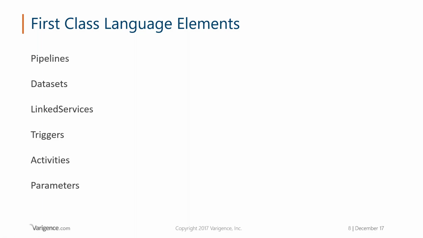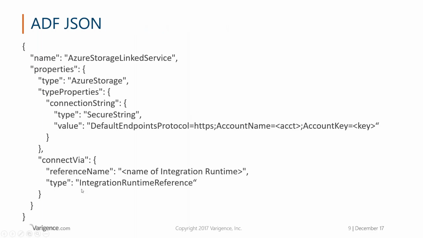So here's some ADF JSON for V2. I chose a linked service here because, aside from the connect via, this should look exactly like what your V1 code would look like. So here we have in our ADF code a linked service, which is named Azure Storage Link Service. That's just a name that we can assign. It has some properties. One of the properties is the type, which is Azure Storage. And then for the Azure Storage type, there are some type-specific properties, right?